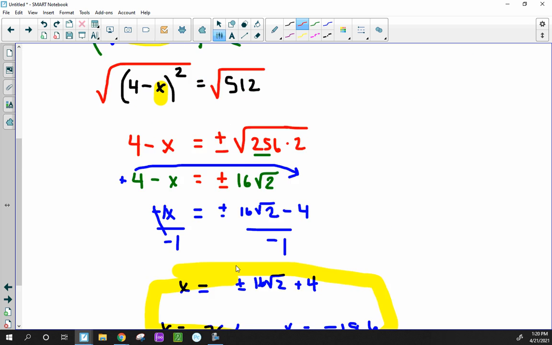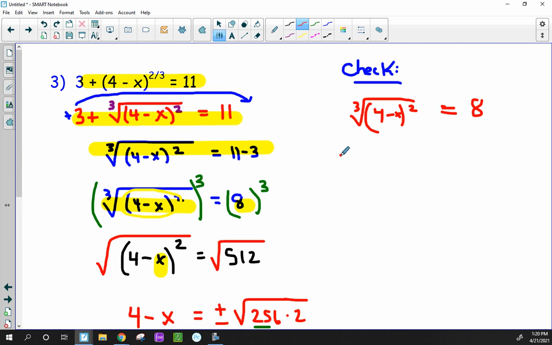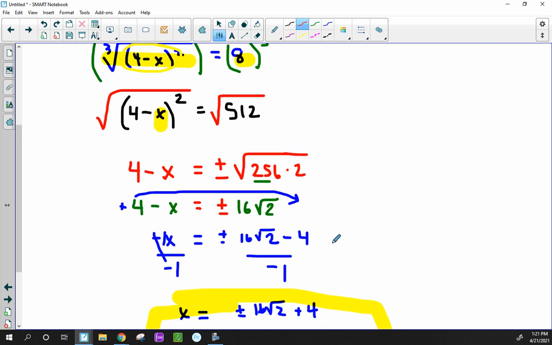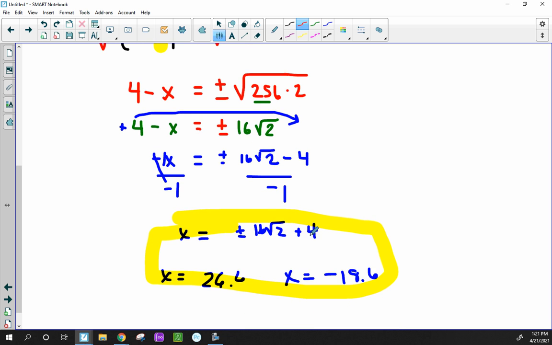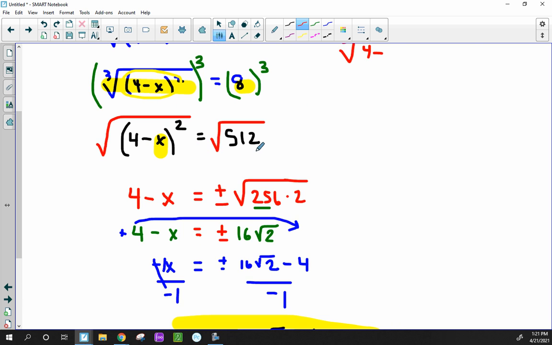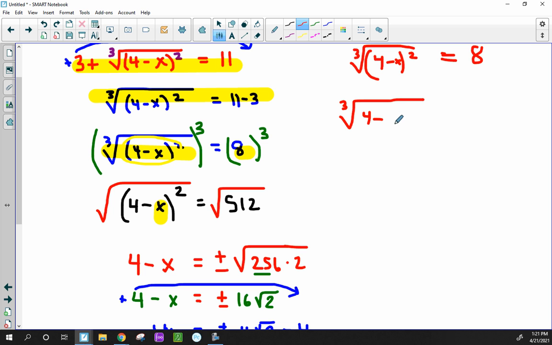And what you'll have to do is you'll have to go back down here and pull one of these, you got 2 answers, and you got to check both of them. So you now have to do this. 4 minus, that was 512, wasn't it? Square root of 512. Square it, and equals 8. And then you can use your calculators. Type all this in, cube root it, see if it works.